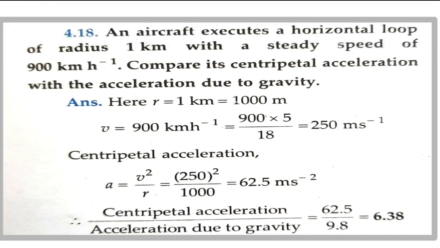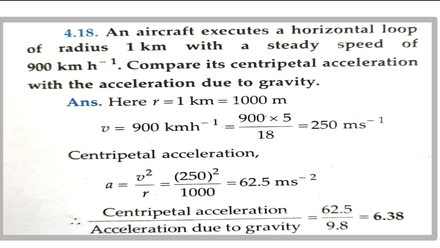Now coming to 418, an aircraft executes a horizontal loop of radius 1 kilometer with a steady speed of 900 km per hour. Compare its centripetal acceleration with acceleration due to gravity. Whenever the question is to compare, what you need to find is the ratio. So compare centripetal acceleration with acceleration due to gravity means you have to find the ratio of centripetal acceleration to acceleration due to gravity. So first step is to find centripetal acceleration.